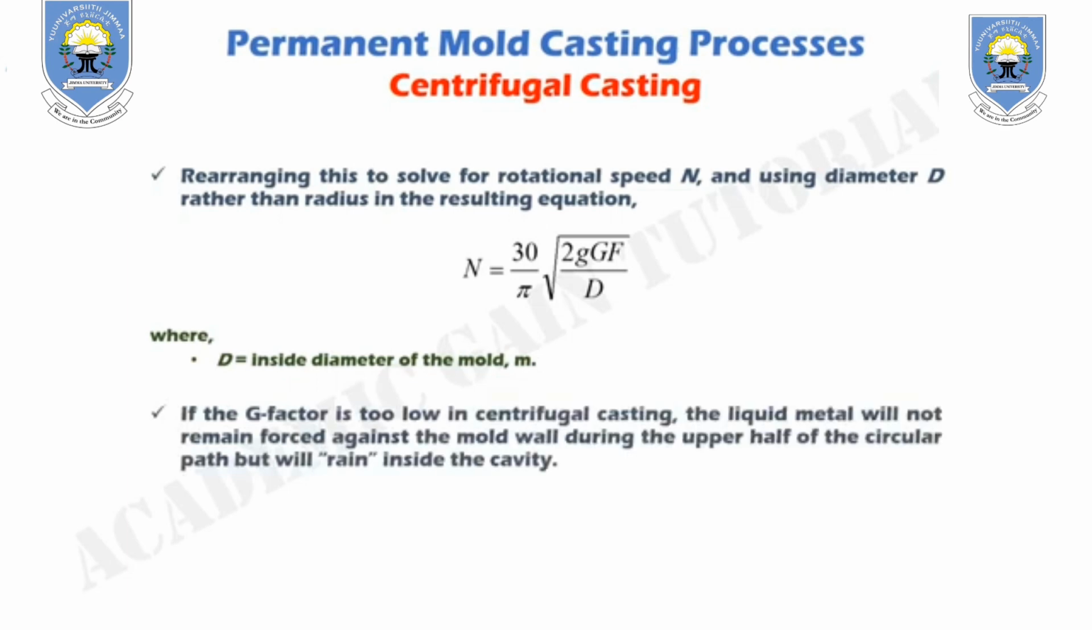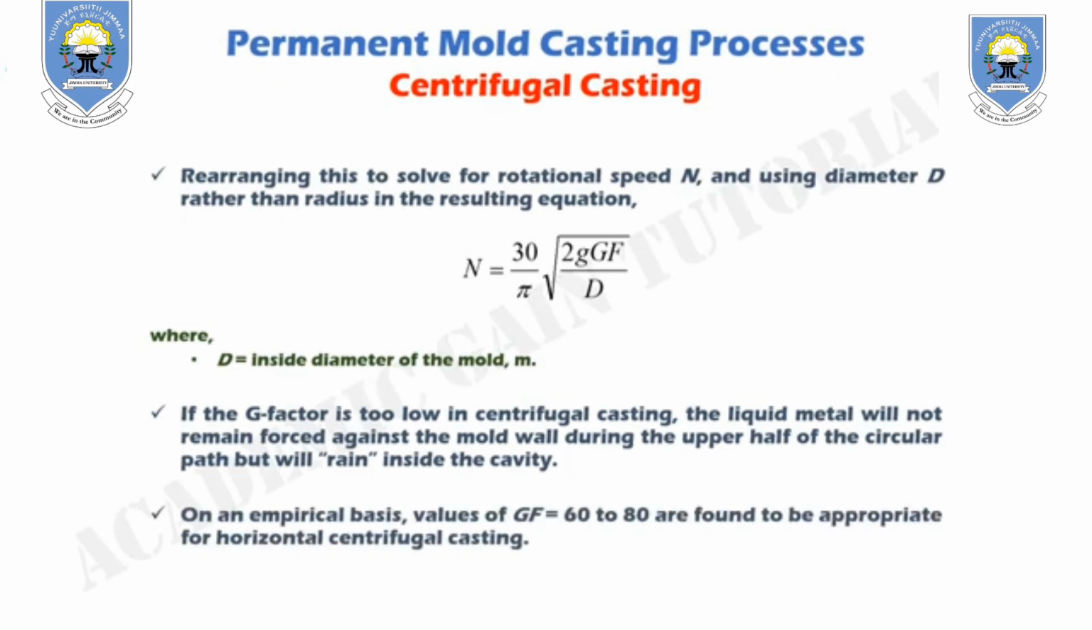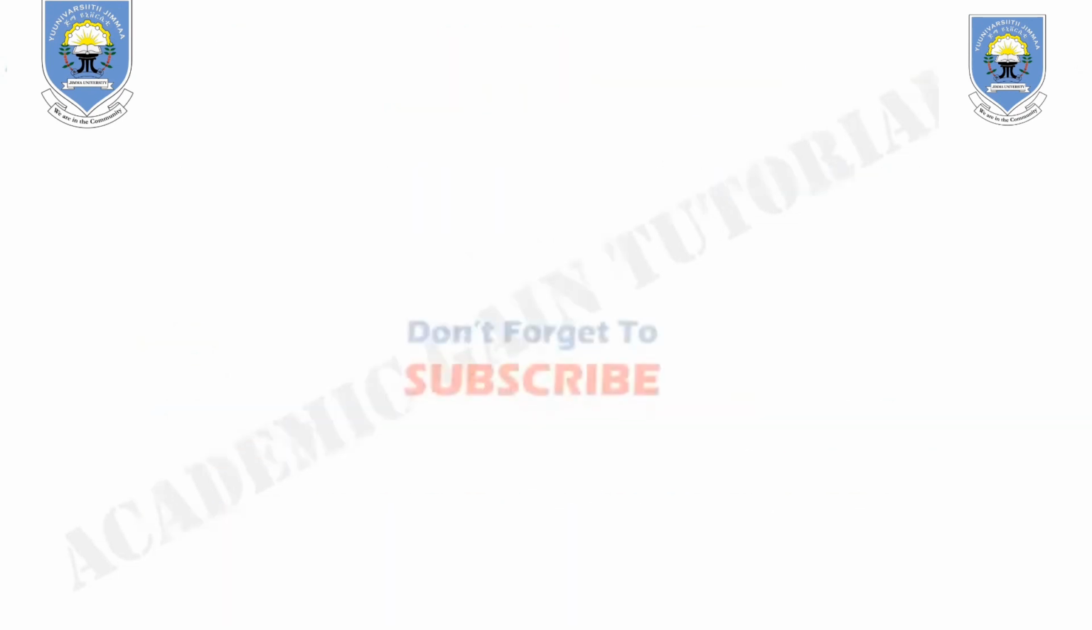If the g factor is too low in centrifugal casting, the liquid metal will not remain forced against the mold wall during the upper half of the circular path but will fall inside the cavity. On an empirical basis, values of Gf equal to 60 to 80 are found to be appropriate for horizontal centrifugal casting. So, we have studied centrifugal casting, which is one of the permanent mold casting processes. Thank you.